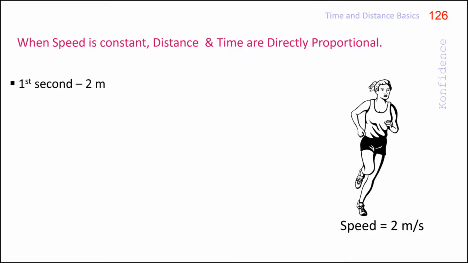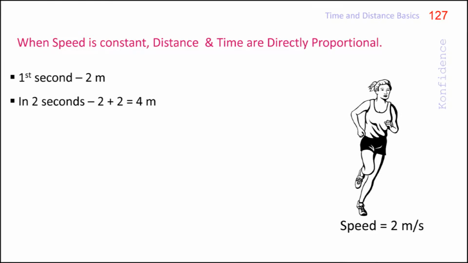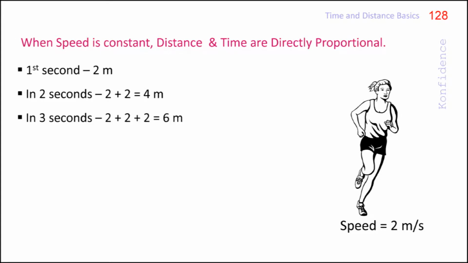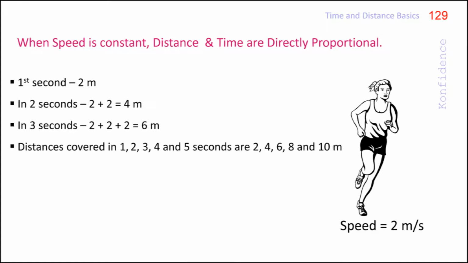So in the first second, she covers 2 meters. In the second second also, she covers 2 meters. So in 2 seconds, she covers 2 plus 2 or 4 meters. In the third second, she covers 2 meters again. So in the first 3 seconds, she covers 2 plus 2 plus 2 or 6 meters. In the fourth second, she again jogs 2 meters. So in 4 seconds, she covers 6 plus 2 or 8 meters and so on. So the distances covered in 1, 2, 3, 4 and 5 seconds are 2, 4, 6, 8 and 10 meters.